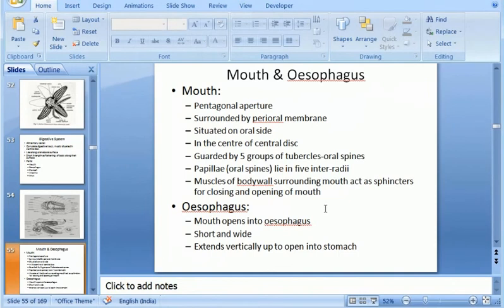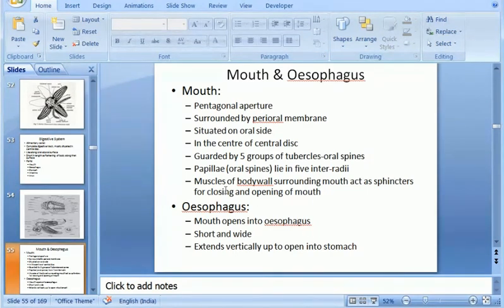That means these oral spines lie in the five interradii. Interradii is the part present between the arms, right? So the arm part is called radii, and between two radii there are interradii. So these papillae or oral spines surround this mouth, but they are distributed in five groups. And the muscles of the body wall surrounding the mouth act as sphincters for opening and closing of the mouth.